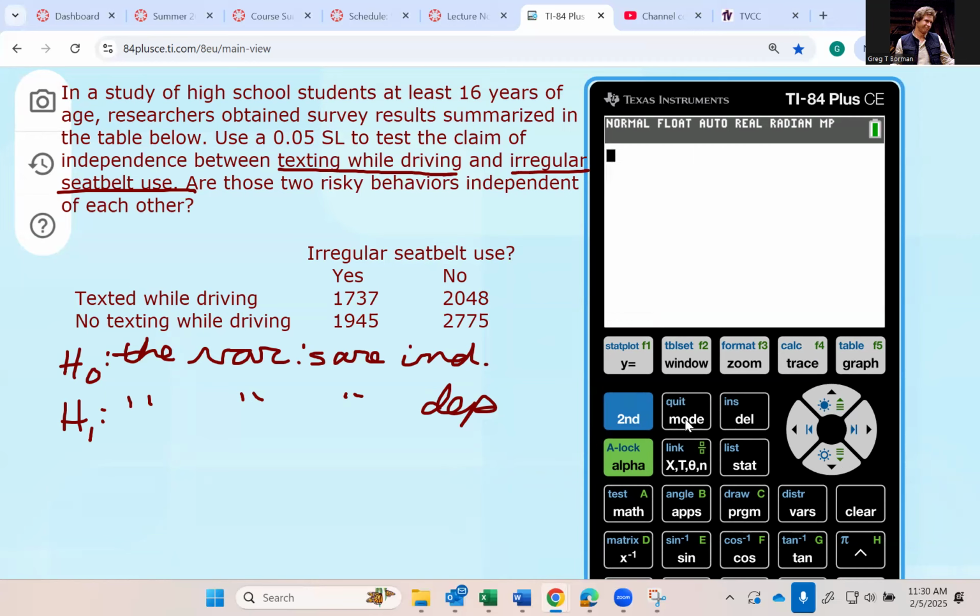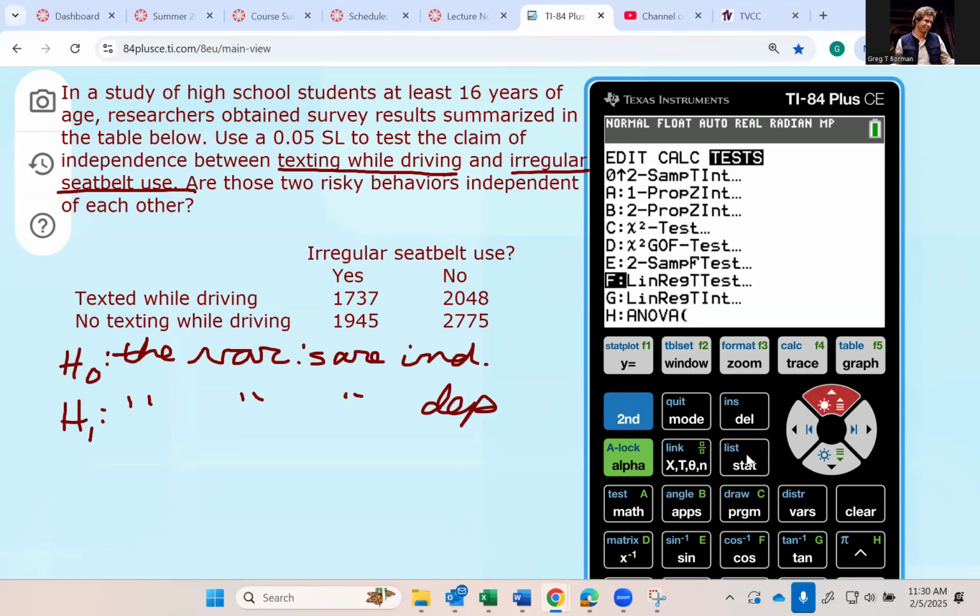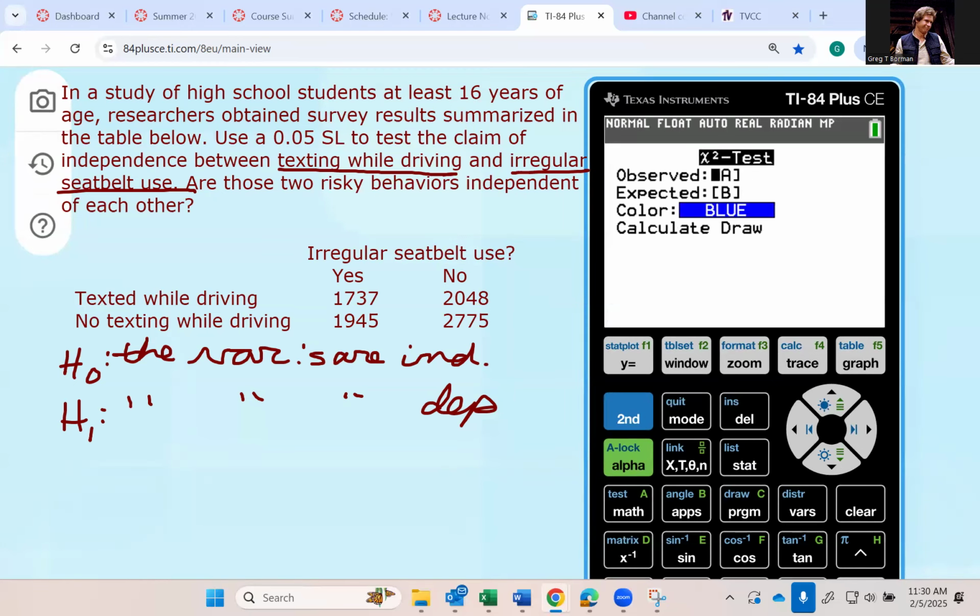Okay, we're going to quit out of there, and then we're going to go to stat, over to test, and up to chi-squared test. So this is what we're going to use for test of independence. Our observed values are in matrix A, but our expected values, well, we never did create matrix B. Well, here's the great thing. This program creates matrix B for you. You never even have to look at it, although you can. So, matrix B, cool. All right. So I'm going to go down to calculate.